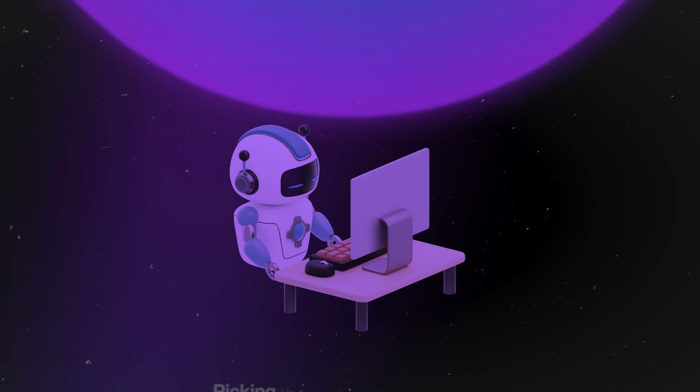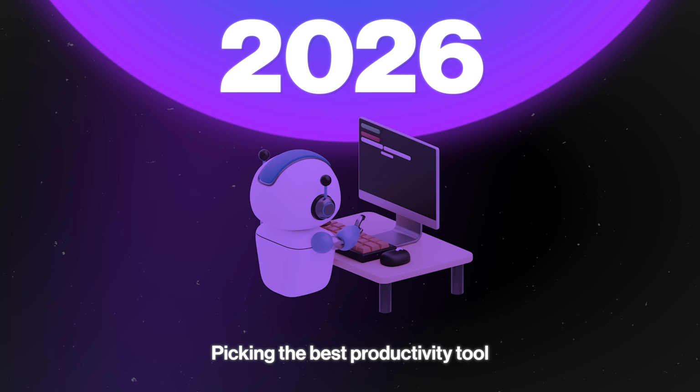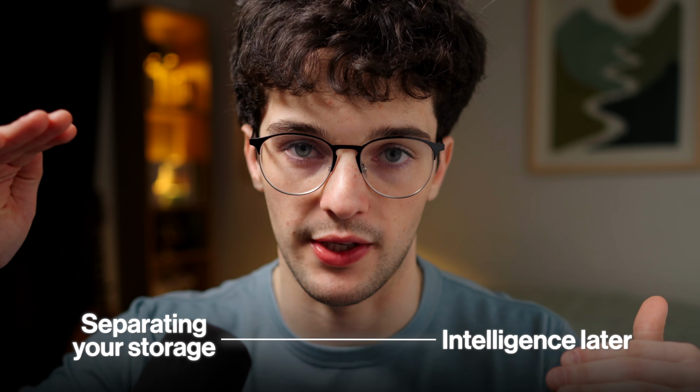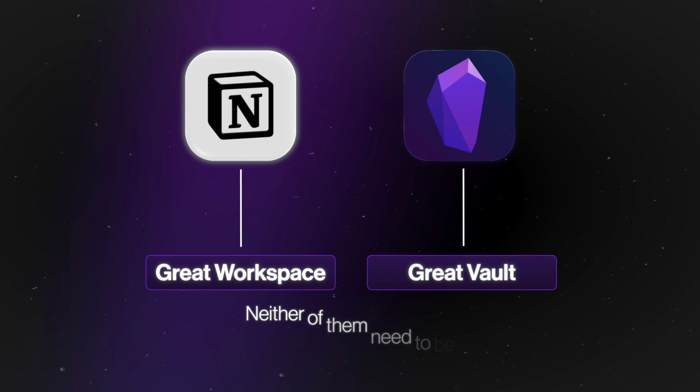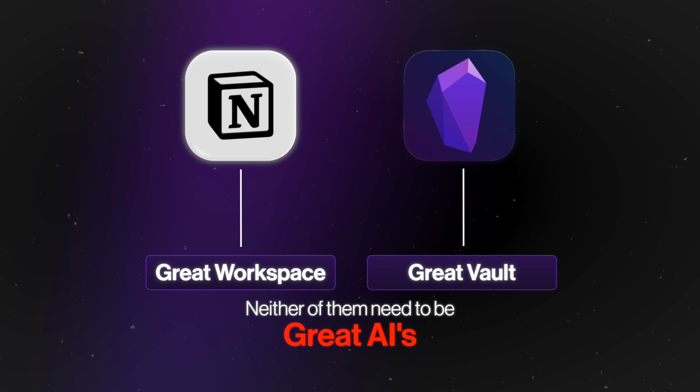The smartest setup in 2026 isn't about picking the best productivity tool. It's about separating your storage from your intelligence layer, allowing you to work in between. Let your note app store, let your AI think. Notion is a great workspace and Obsidian is a great vault, but neither of them need to be great AIs. So stop optimizing which cage is nicer. Start using an AI that doesn't need one.